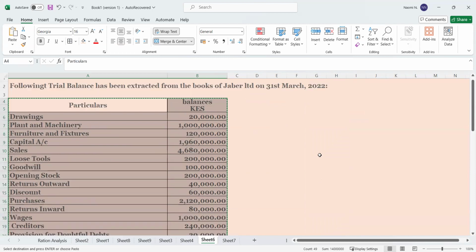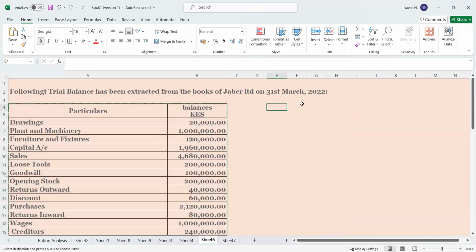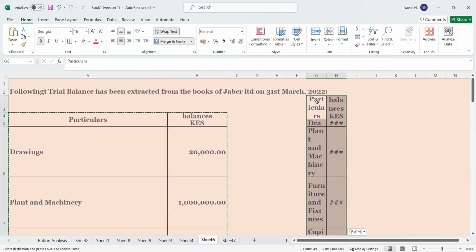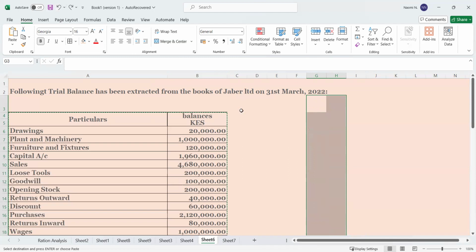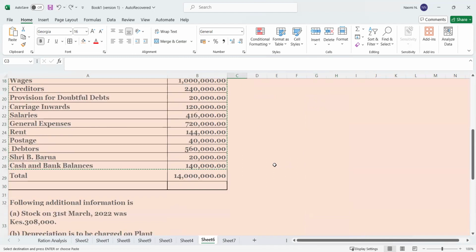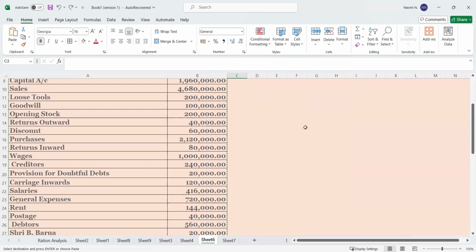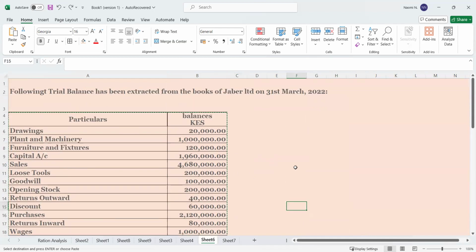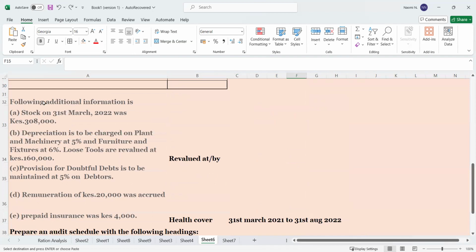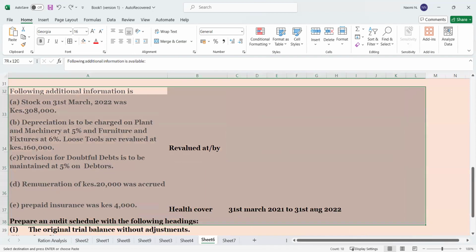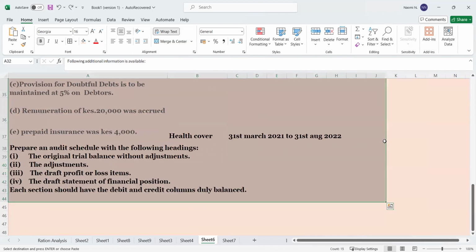So copy and paste. The same thing. What will we do? Maybe what we can do is use the same template for adjustments, so that it will not take us a lot of time to do this question.